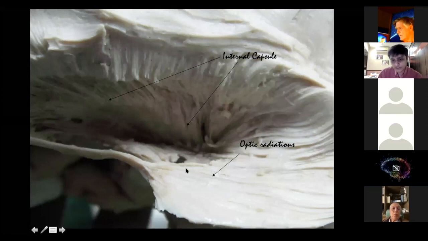As you can see, the Meyer's loop is turning and going posteriorly. And this fiber bundle that you see here is the anterior commissure, and these are your fibers of the IFOF. In this region, the globus pallidus has been removed.